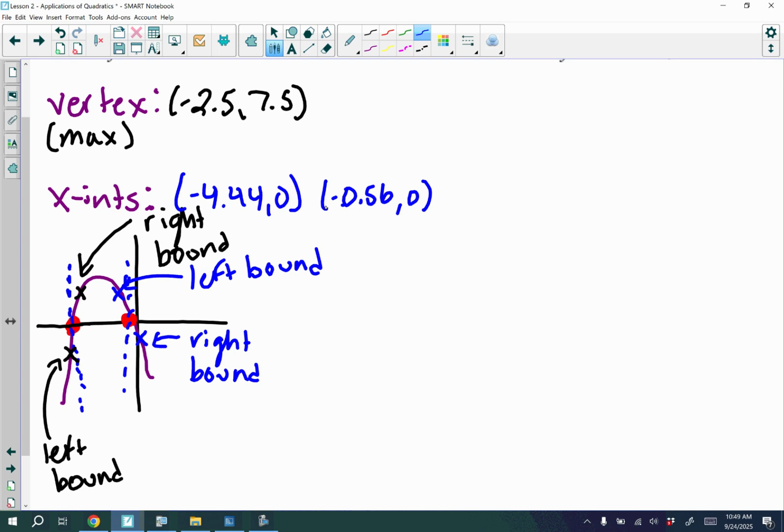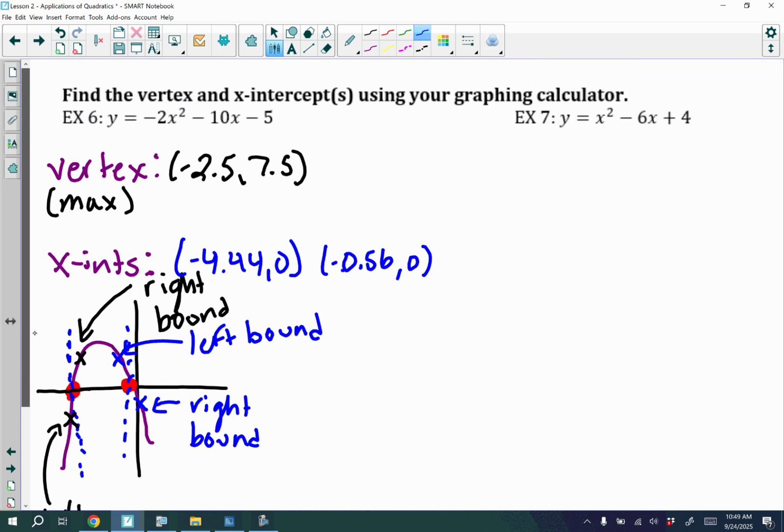So those are our 2 x-intercepts. Okay, so now what I want you guys to do is pause the video and try this next one. I'm going to have you find the vertex and the x-intercepts of x squared minus 6x plus 4. Go ahead and try it.